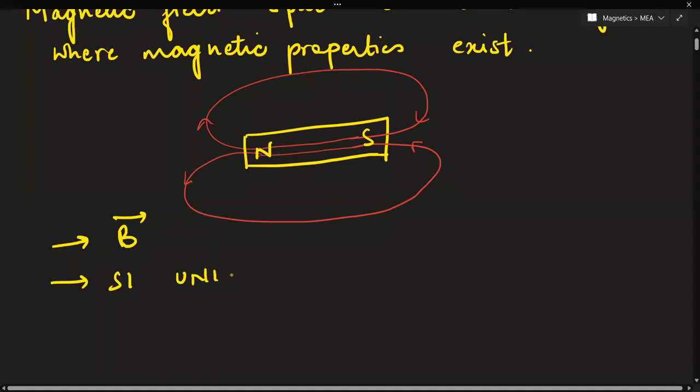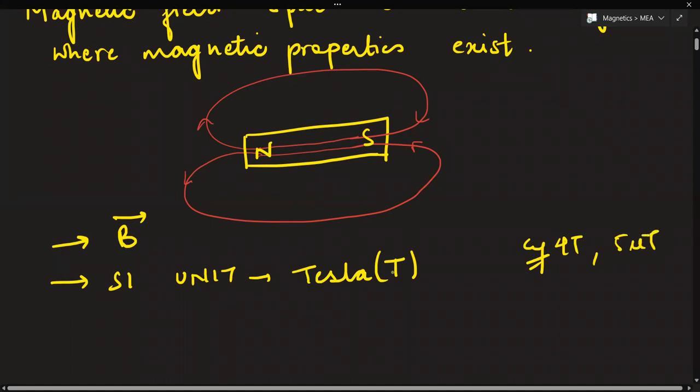The SI unit for magnetic field is Tesla, which is represented through capital T. So you will get the values of magnetic field like this: 4 Tesla, 5 microtesla, in this way. This is the SI unit. Does anyone know what's the CGS unit? CGS unit, this is Gauss. Gauss is the CGS unit.